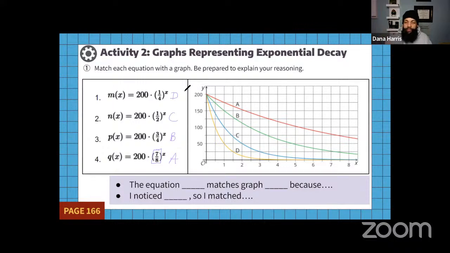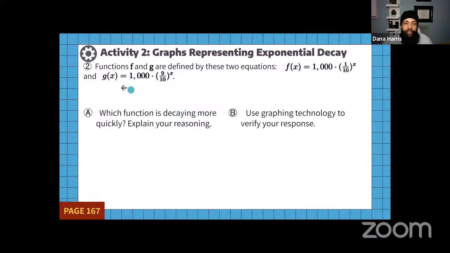So the larger that fraction, the less that graph is going to decrease over time. Okay. So that's that. Let's clear that out and go on to the next one, because the next one's getting a little more tedious. All right, so here we go. It says which function is decaying more quickly? In this case, this one is decaying quicker because it has the smallest growth factor.